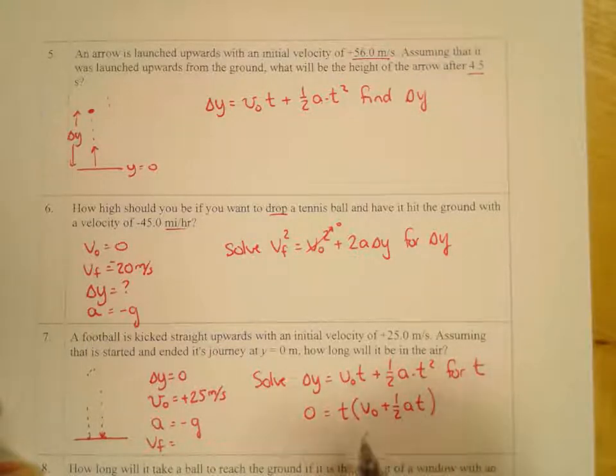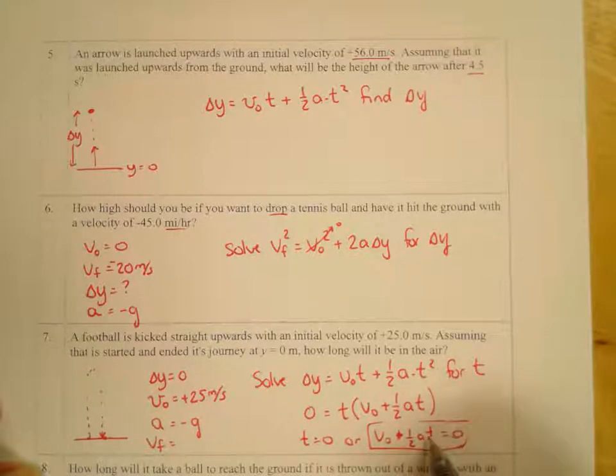And you might remember, this is a little bit of algebra: if the product of two expressions equals 0, then either t equals 0, which makes sense, it's on the ground at the beginning, or v0 plus 1/2 of at must equal 0. And so that gives you an equation you can solve for t and figure out how long it's in the air.